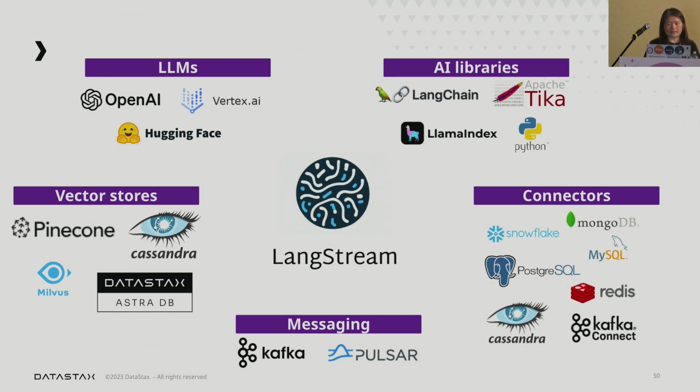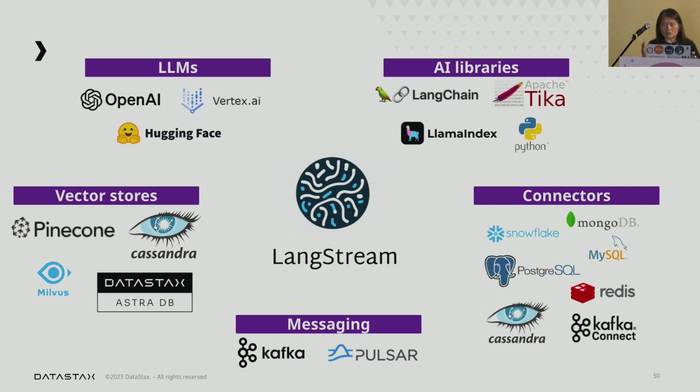There are also connectors that we work with, and we also work with LLMs, all of the OpenAI, Vertex AI, Hugging Face, all of these. It also works with vector stores, so not just with Cassandra or DataStax, our Astra DB, but also Pinecone and Milvus too. These are other choices of vector database. Again, messaging is Kafka. You can plug it in as a source of data feeding into your model, processing it, and also Pulsar as well.